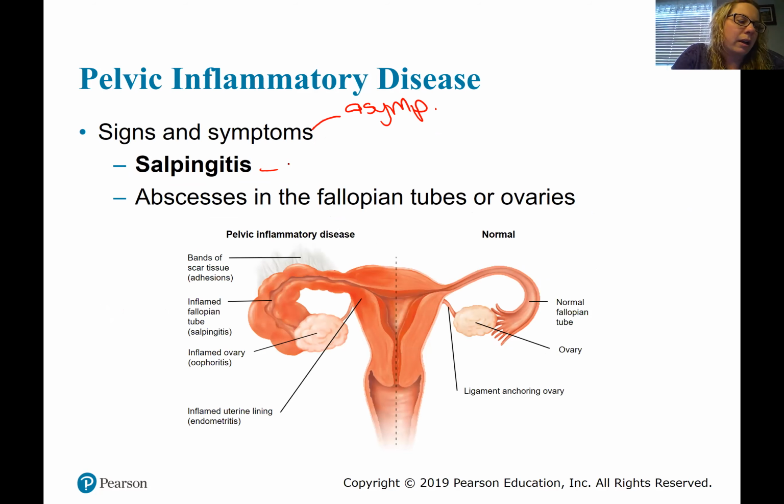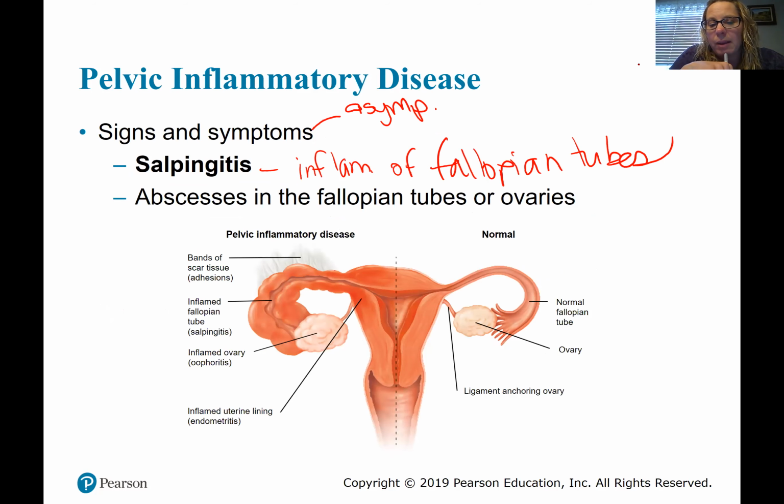Salpingitis is inflammation of the uterine or fallopian tubes. And that's what pelvic inflammatory disease causes. And so you can see how this area here is very much inflamed, and that can cause scar tissue.